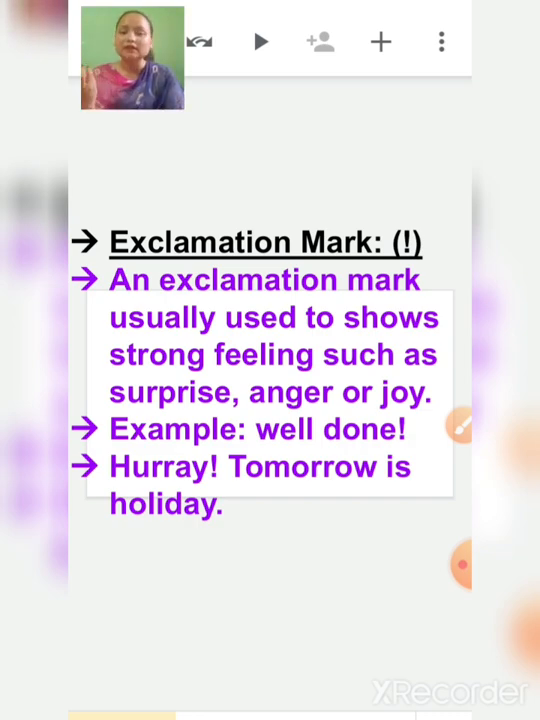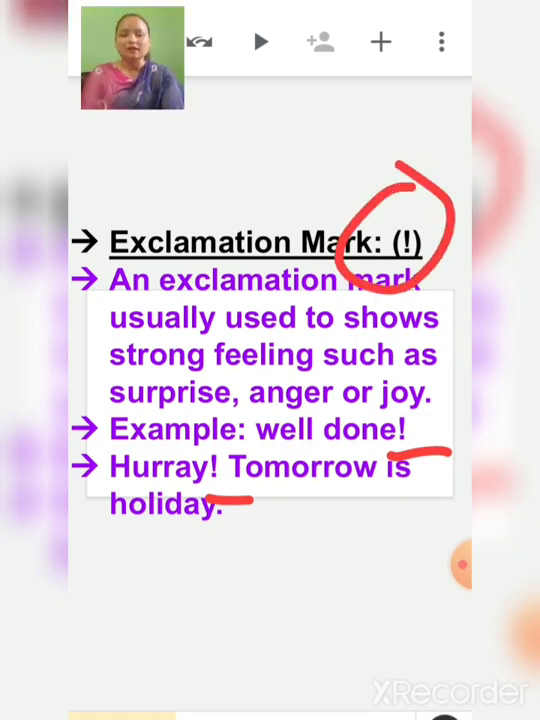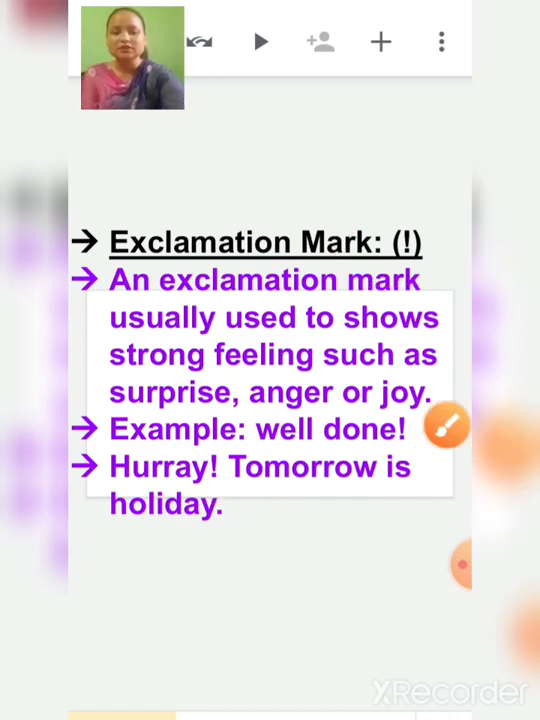It can be surprise, it can be anger, it can be joy, it can be shock, like this. Example, well done. Hooray! Tomorrow is holiday. Now here we are expressing joy, happiness. So when we show emotions, when we show strong feelings, we use the exclamation mark.